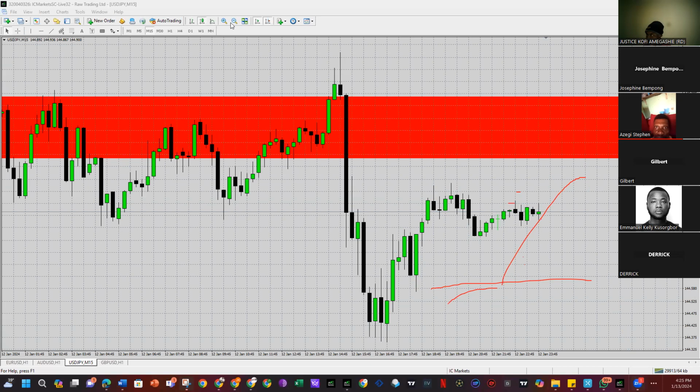How do I clean the drawings on the screen?